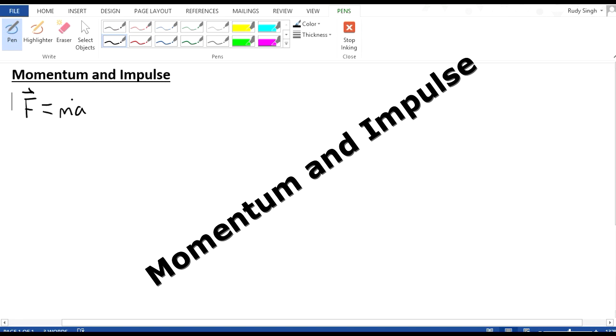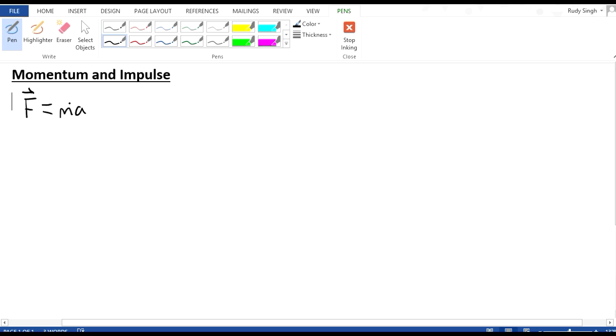In this video, we're going to look at momentum and impulse, and related to Newton's second law, which says the net force on an object is equal to the mass times acceleration. Now, using some calculus, we know acceleration is the derivative of velocity with respect to time, or the change in velocity with a change in time, and we could rewrite that as d/dt of m times v.